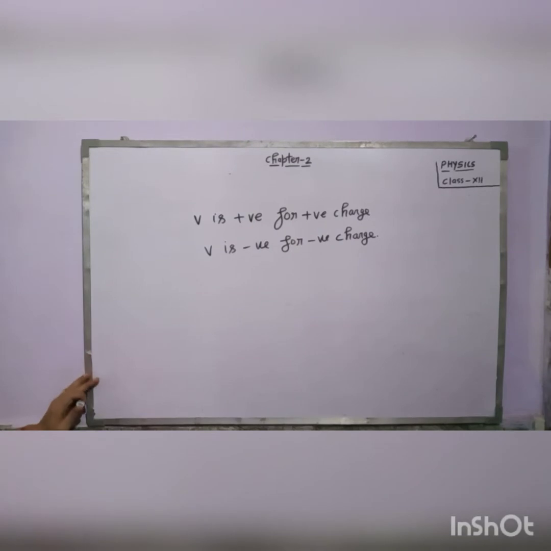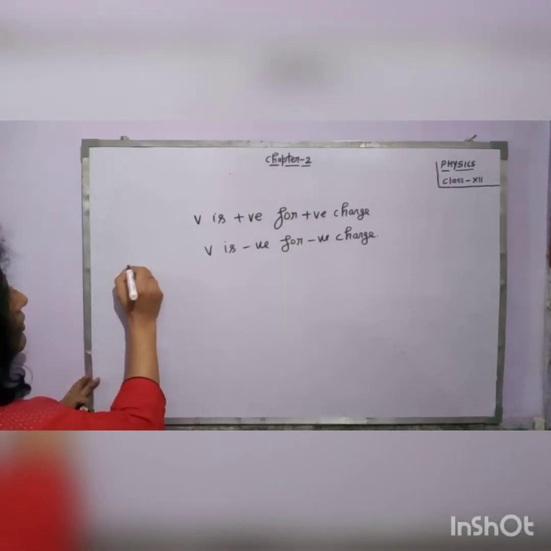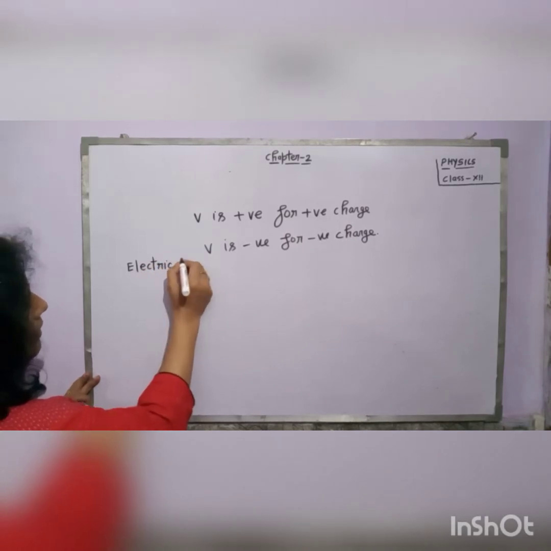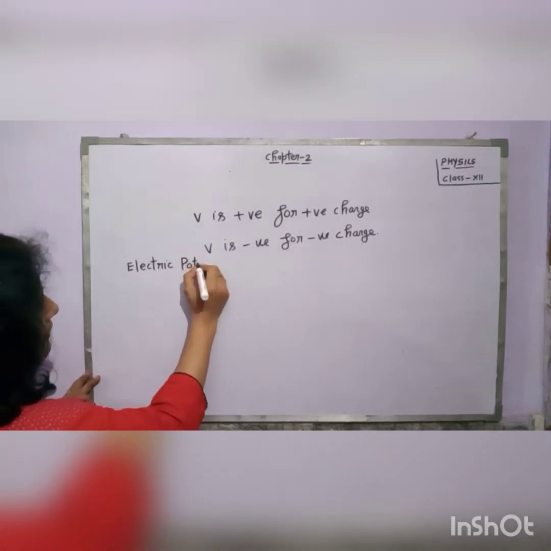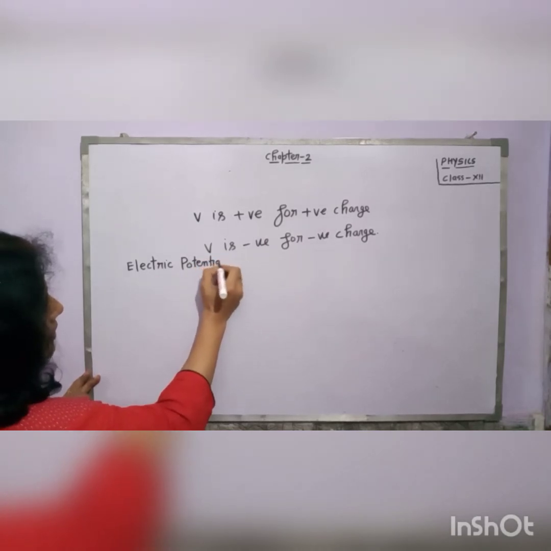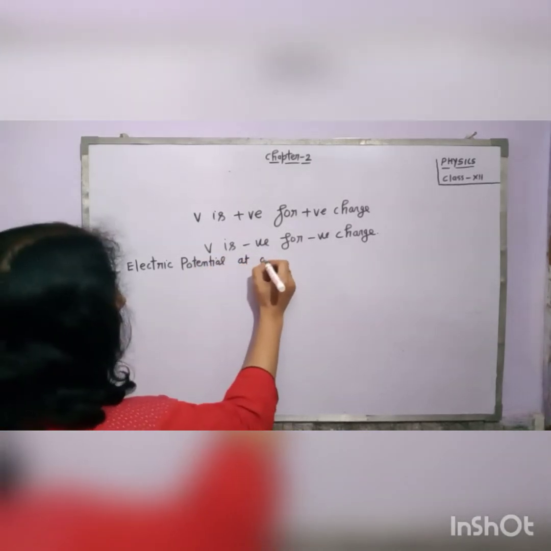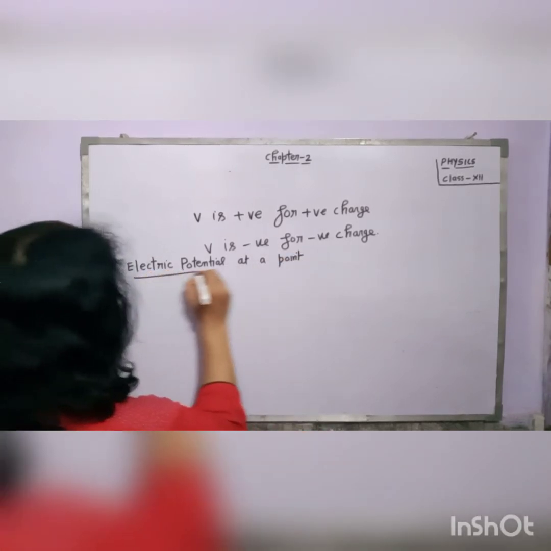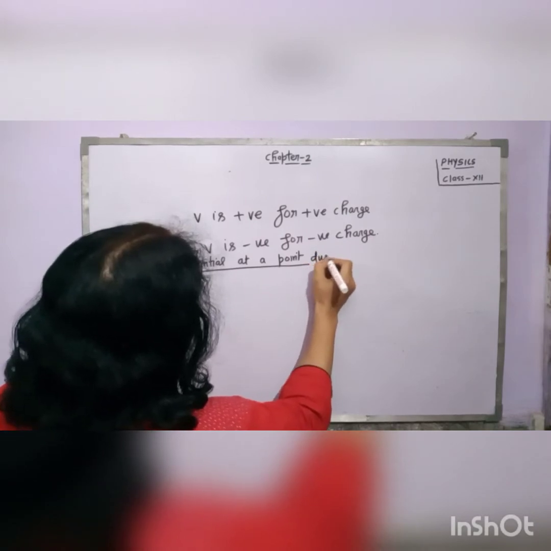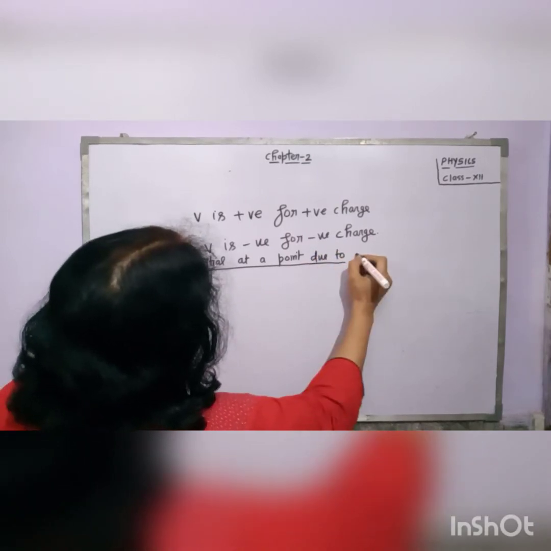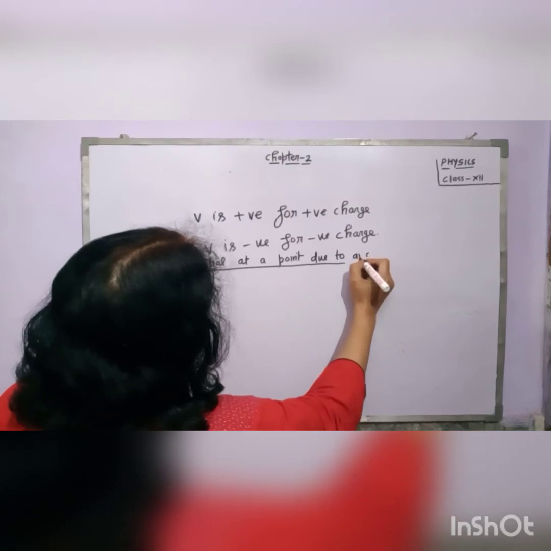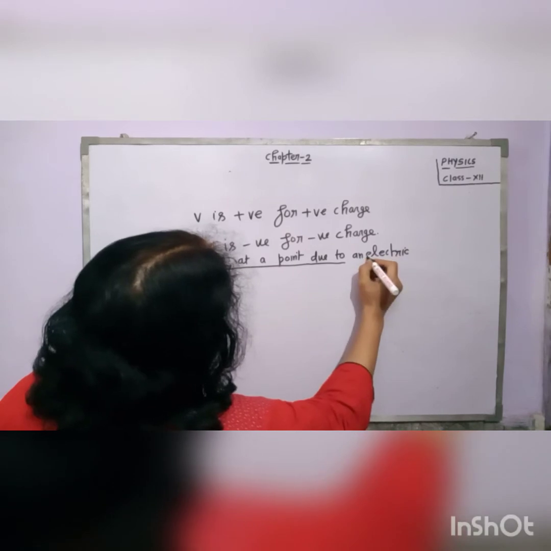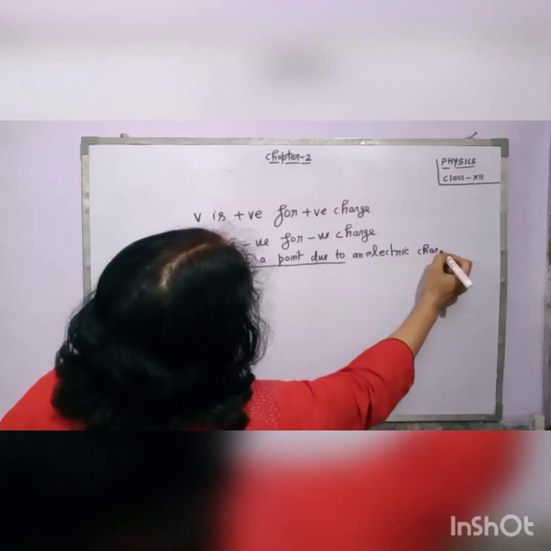Now the next topic is electric potential at a point due to a point charge. Only one charge is present there.